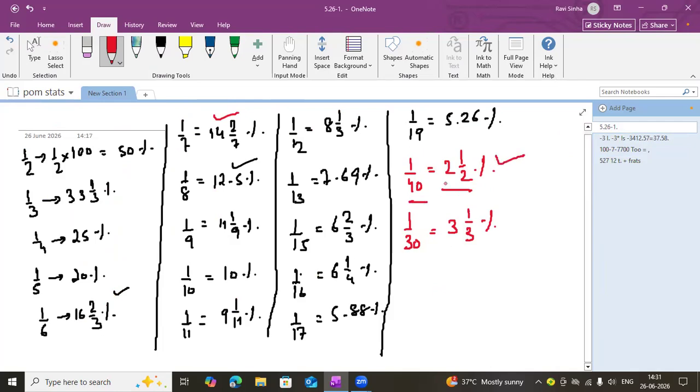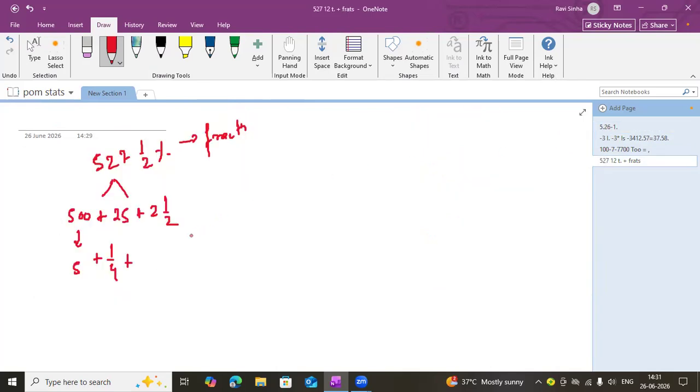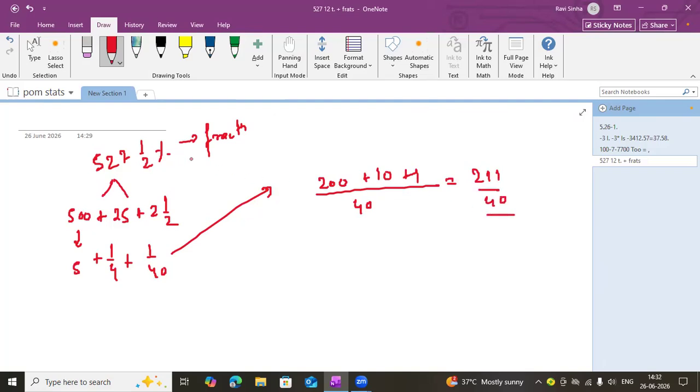So we need to memorize this. 2 1 by 2% is 1 by 40. Now let us convert this into a fraction. The LCM is 40. 5 4s are 20, plus 10 plus 1, which is 211 by 40, the required answer.